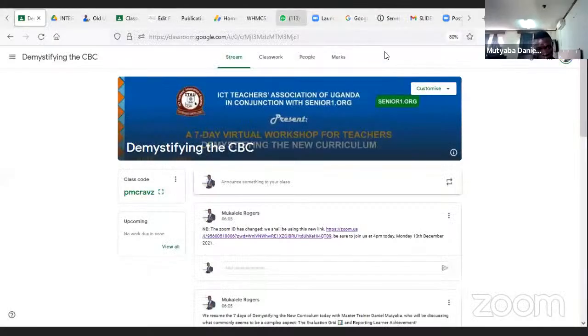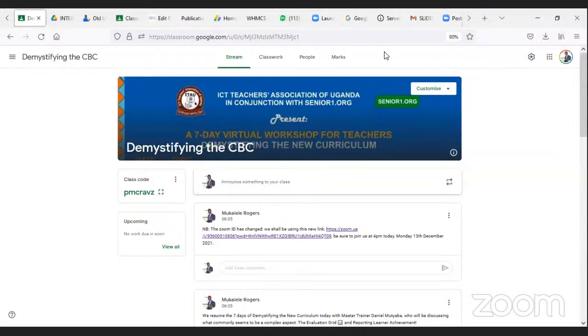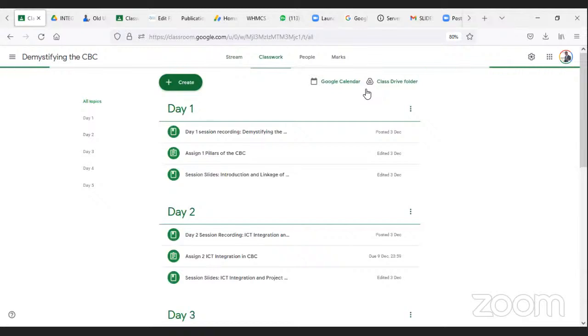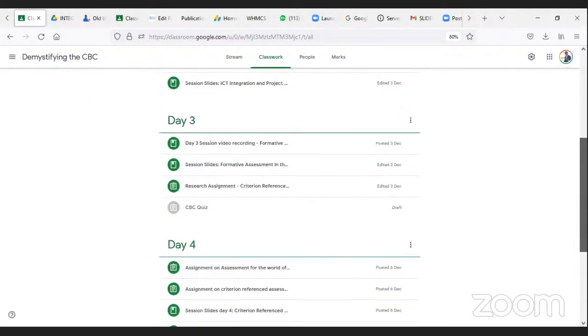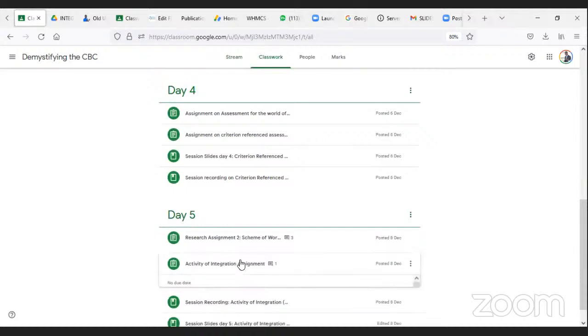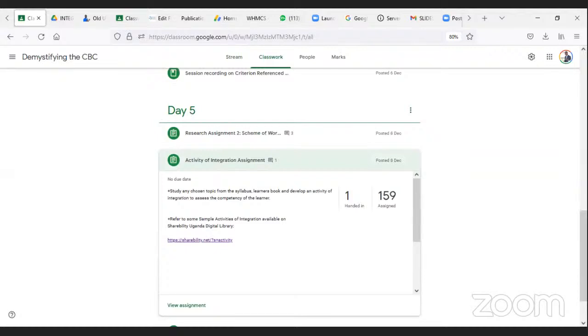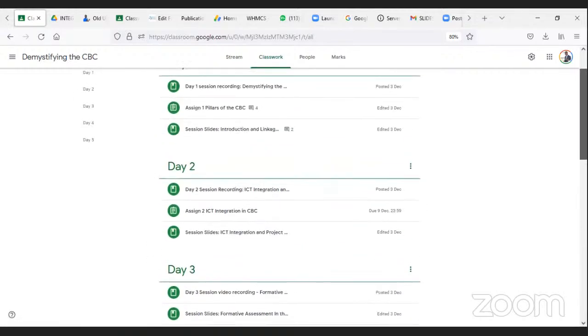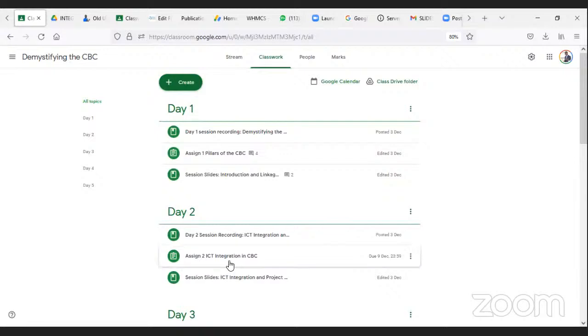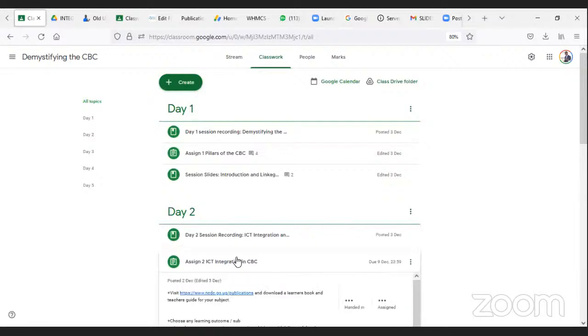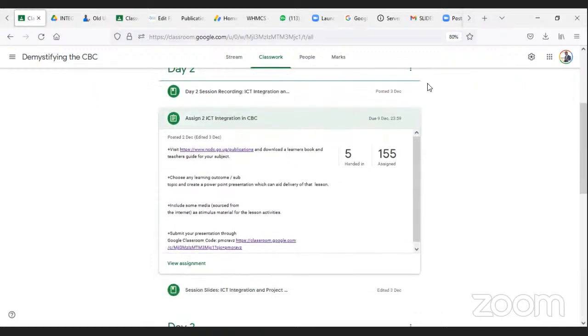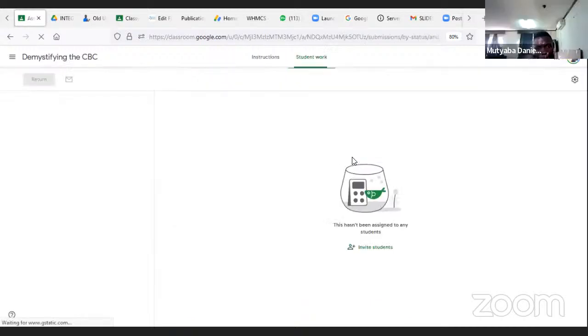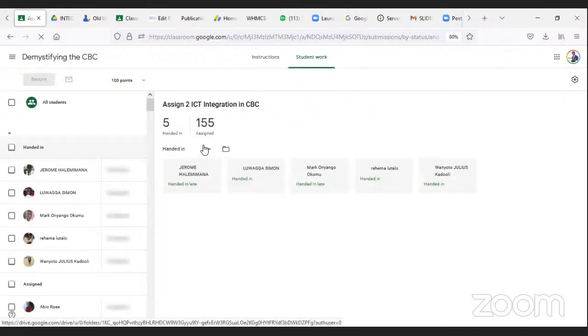Yes, we can see it. So we have been having this training for the last five days, and we have been giving teachers assignments ahead. When we know we are going to look at an activity of integration, we give you the assignment ahead. The last time, we asked the teachers to create an activity of integration, and I saw one teacher who has submitted. I think on day 2 we also told teachers to prepare a PowerPoint, to prepare a lesson, and I have been seeing a number of teachers submitting.